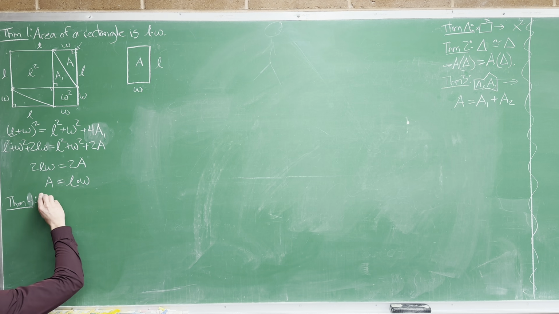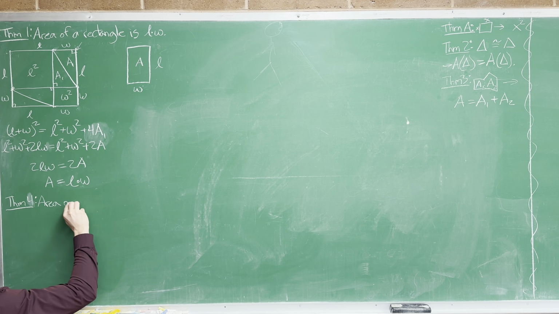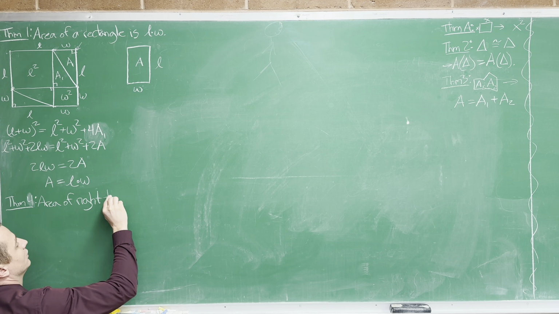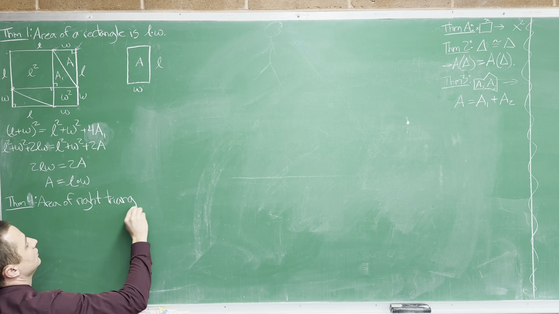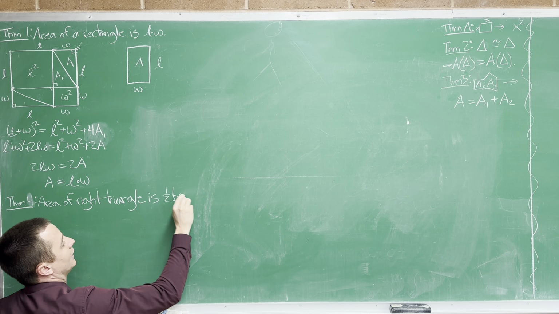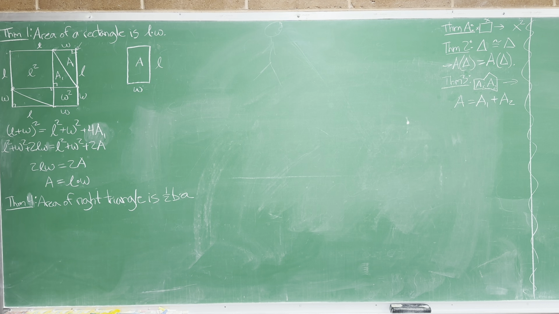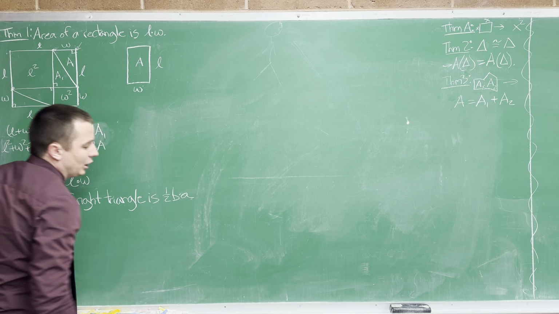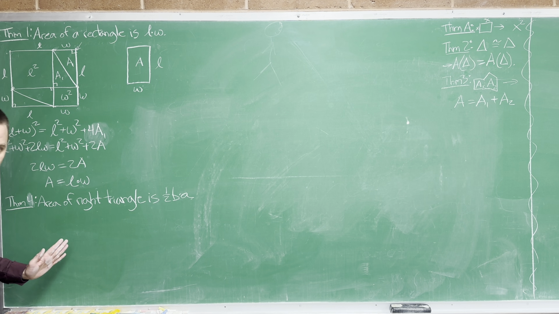Okay. So here we're going to prove that the area of a right triangle is 1/2 the base times the height. With me? Yeah. 1/2 B times A, where B and A are the lengths of the legs. So let's draw out this picture. So I've got my right triangle right here.